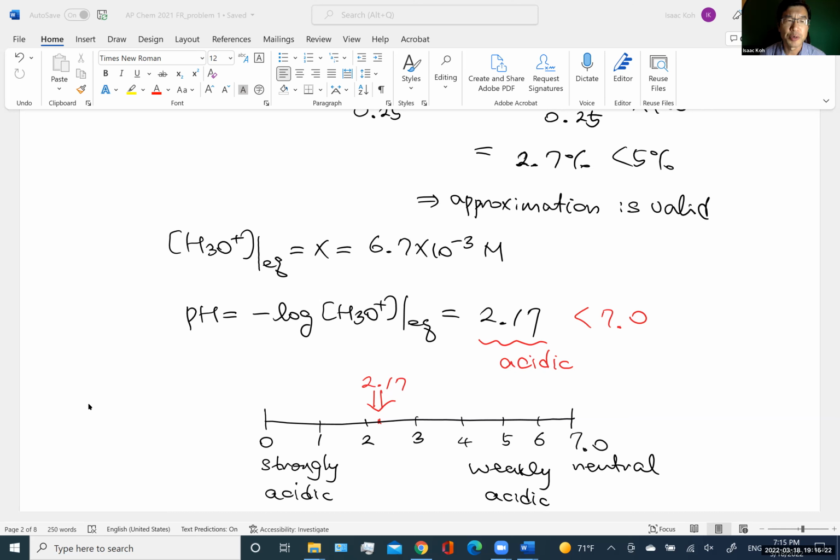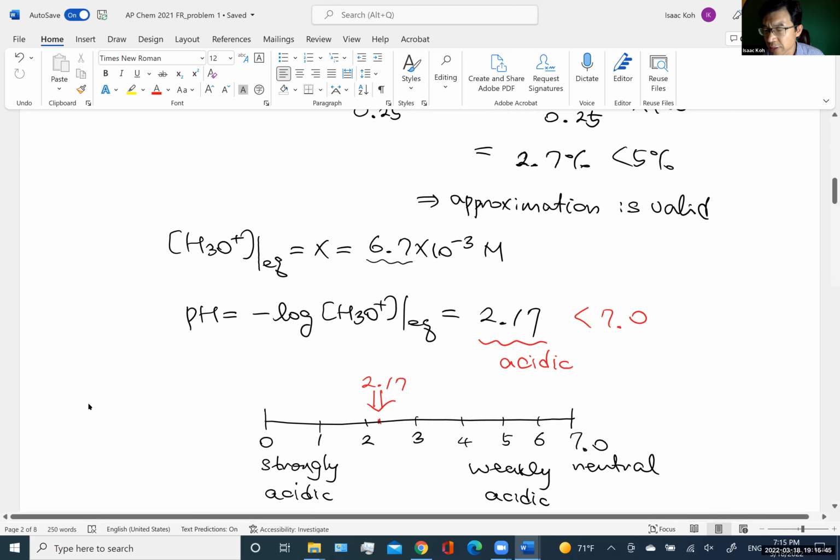Okay, let's move on. The hydronium ion concentration is determined to be 6.7 times 10 to the negative 3. pH is simply taking the negative log of the hydronium ion concentration. When I plug in those values into my calculator, it produces 2.17. Remember that. Let's think about the number of sig figs. The hydronium ion is given with 2 sig figs, and that leads to 2 decimal places, 2.17.